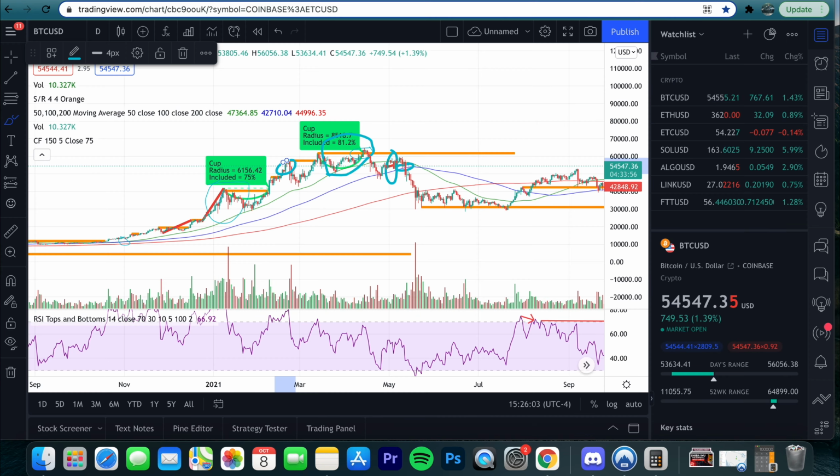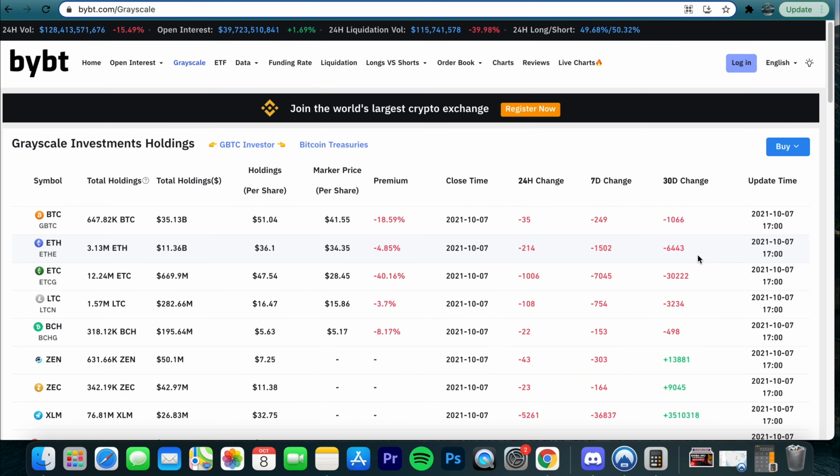Now, why is this important? It is important because Grayscale's third largest holding is Ethereum Classic with 12.24 million Ethereum Classic, and then Litecoin, which is at 1.57 million Litecoin. Now, the total holdings don't matter in comparison to the total value of the money. And if we're talking about money, it's $670 million worth of ETC compared to $282 million worth of Litecoin.